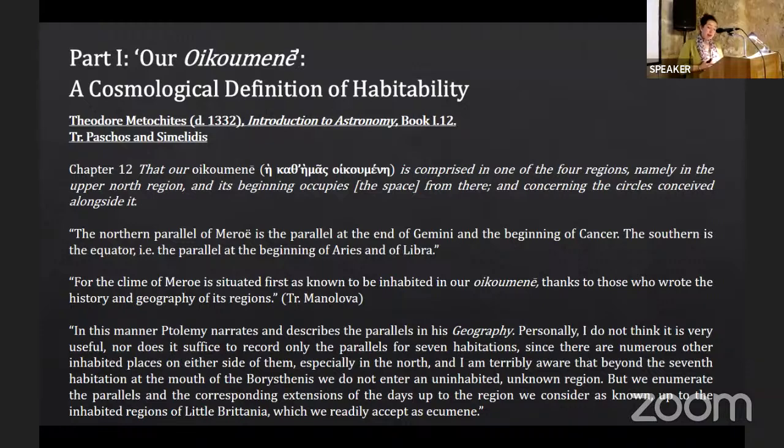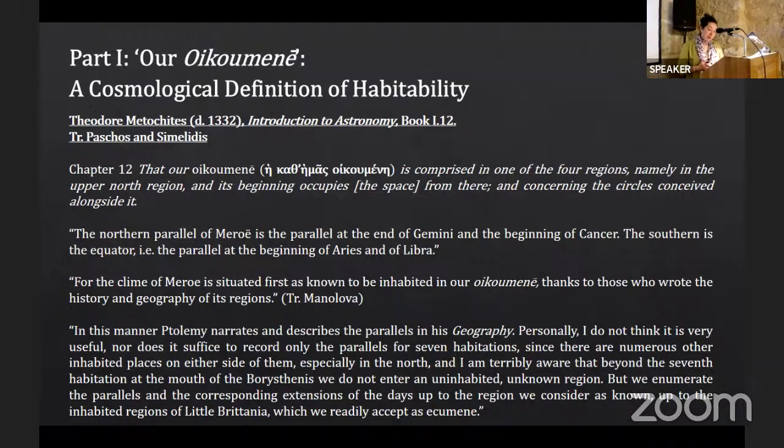It is precisely the availability of this record and Metochitis' familiarity with it that allows him to go one step further and to criticize Ptolemy with respect to the use of the 7 climes. And he says, in this manner, Ptolemy narrates and describes the parallels in his geography. Personally, I do not think it is very useful, nor does it suffice to record only the parallels for the 7 habitations, since there are numerous other inhabited places on either side of them, especially in the north, and I am terribly aware that beyond the 7 habitations, at the mouth of the Borysthenes, we do not enter an uninhabited, unknown region. So the Dnieper is not the end of the inhabited world.